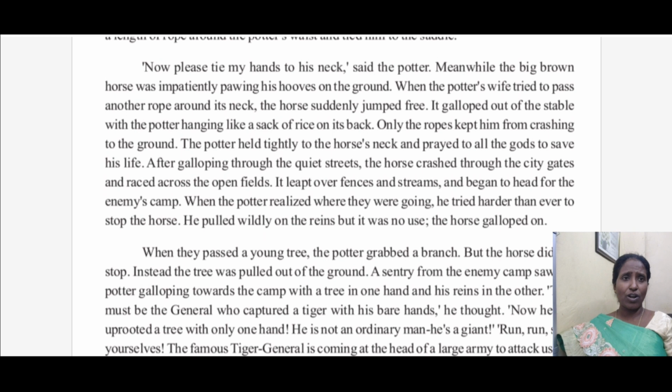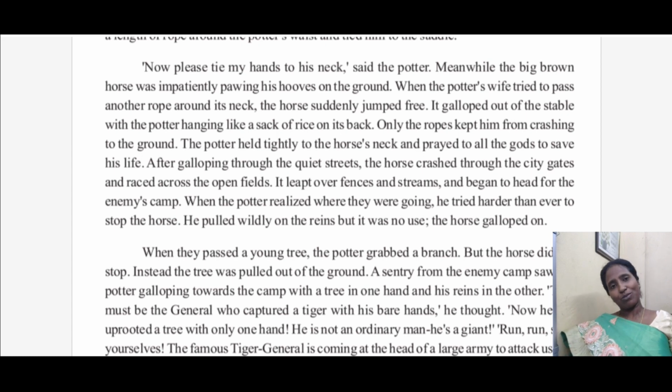Impatiently means it was not ready to stand there. It was very eager to run. When the potter's wife tried to pass another rope around its neck, the horse suddenly jumped free. Before she could make the final knot, the horse ran free. It ran from there. It galloped. Galloped means ran very fast. It galloped out of the stable with the potter hanging like a sack of rice on its back.